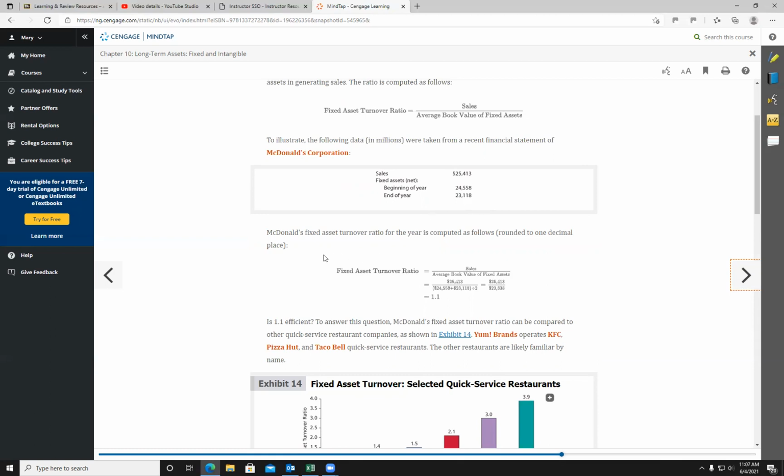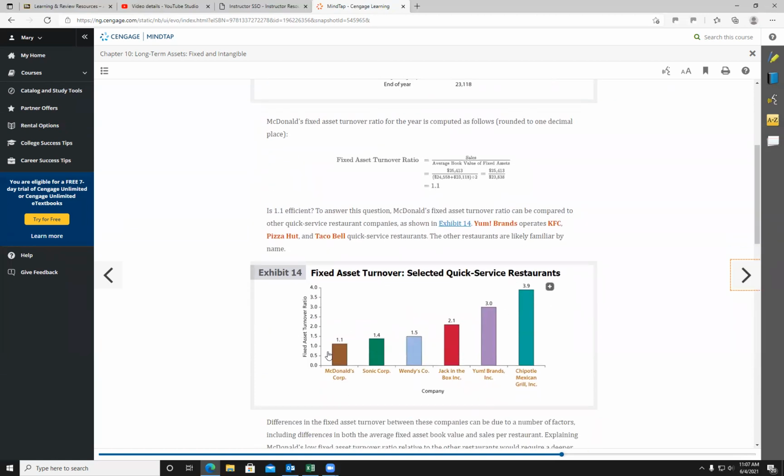So McDonald's fixed asset turnover ratio for the year is computed as follows. Their total sales divided by their average book value equals a 1.1 ratio. So now the question is, is 1.1 efficient? To answer this question, McDonald's fixed asset turnover ratio can be compared to other quick service restaurant companies such as KFC, Pizza Hut, Taco Bell, etc.